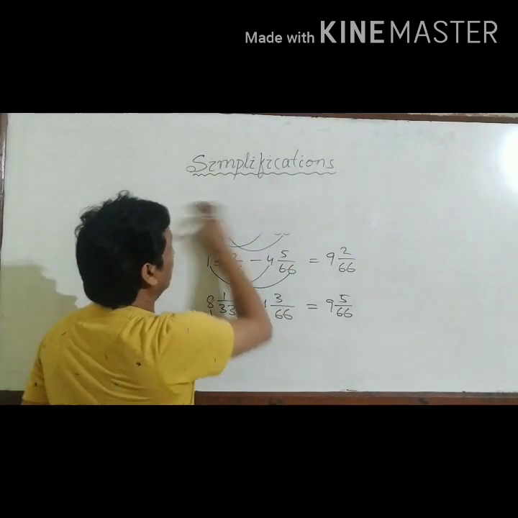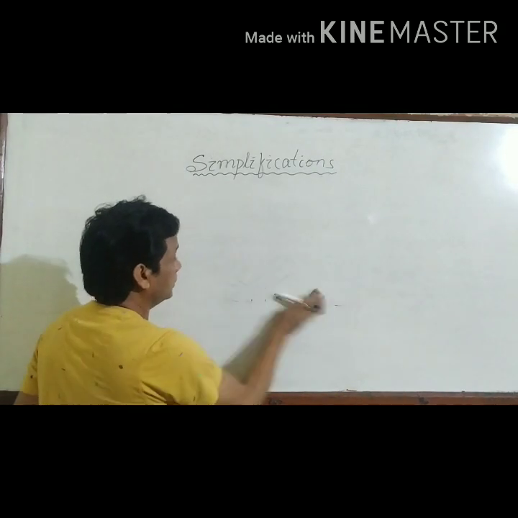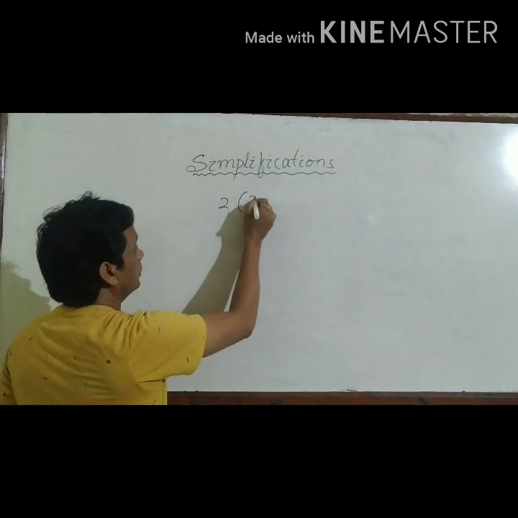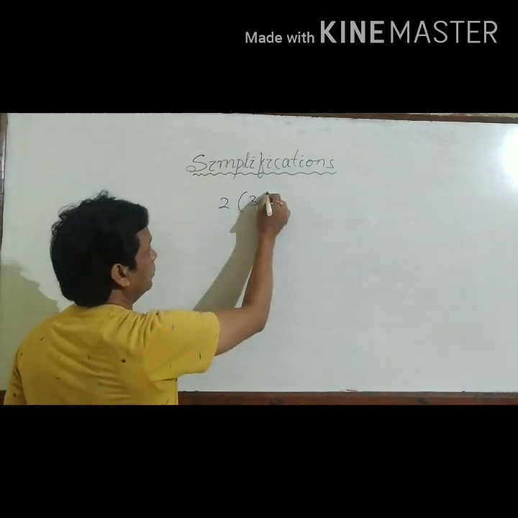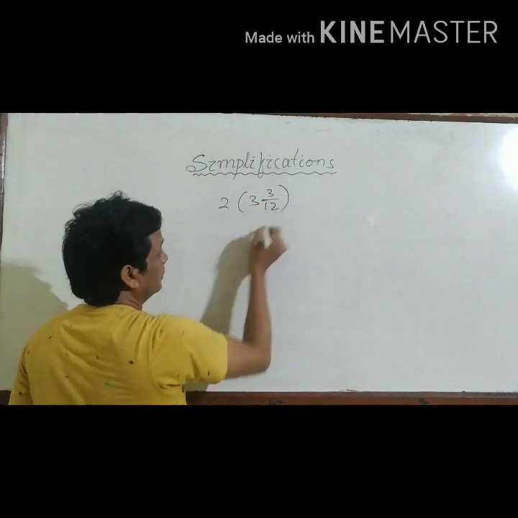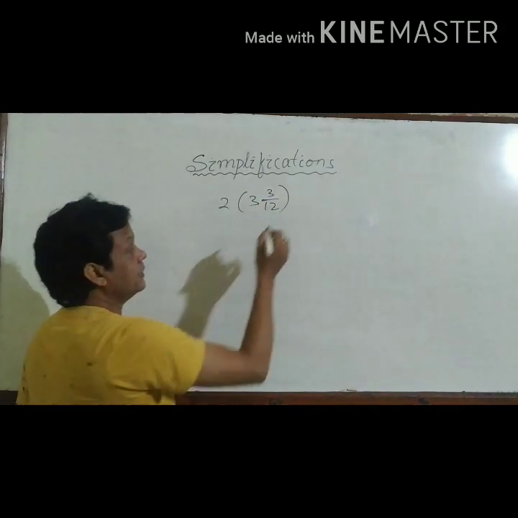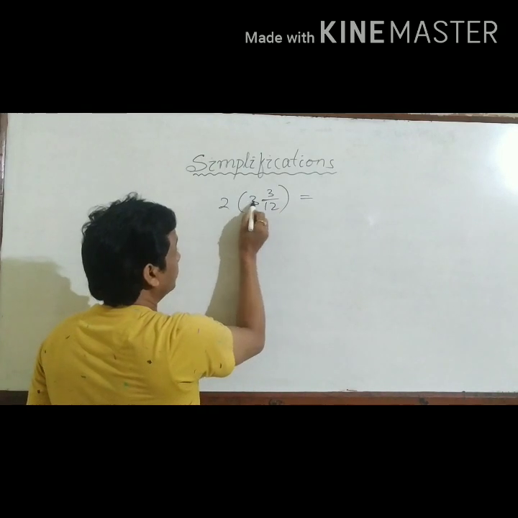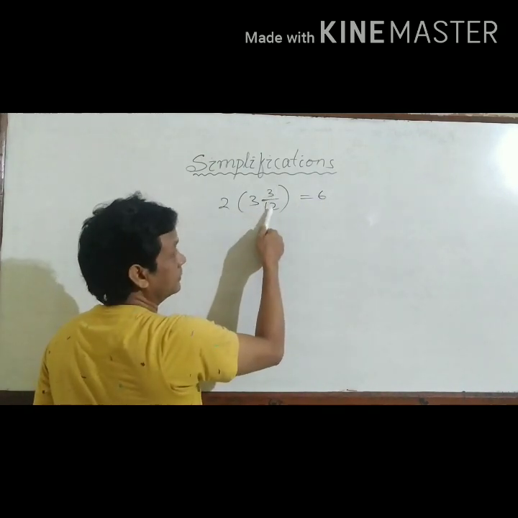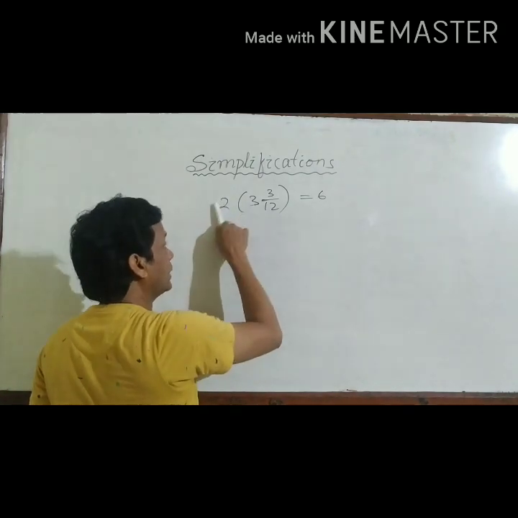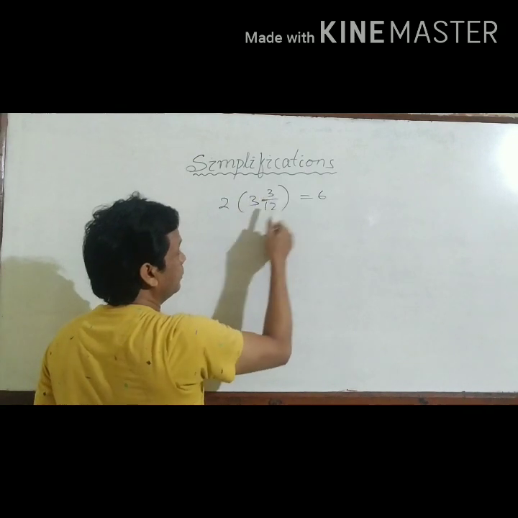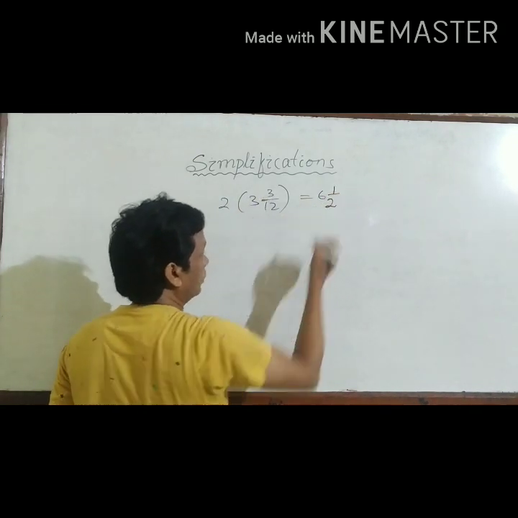Now addition and subtraction you have already done. And how to multiply the numbers of this type? See here, 2 whole into 3 whole 3 by 12. How to multiply these two numbers? Simply multiply 2 into 3, it is 6, then 2 into 3, 6 by 12. Multiply 2 to this number as well as to this number. It will become 6 and this will become 6. 6 by 12 is 1 by 2. So 6 whole 1 by 2.